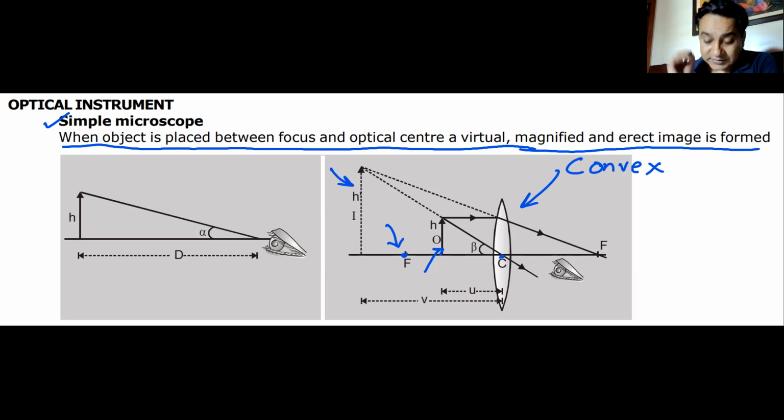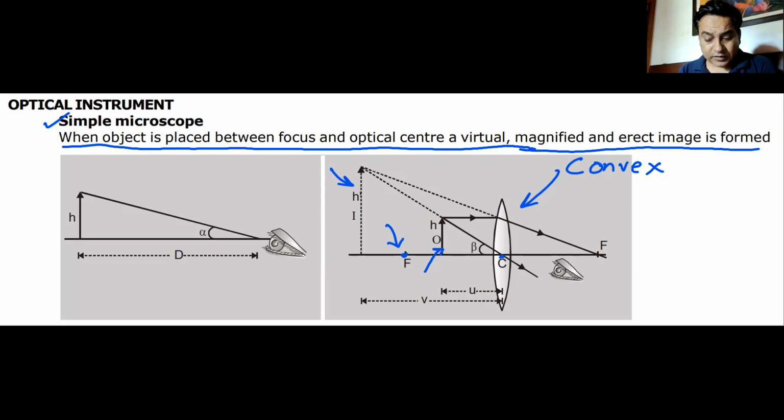So what are the things that you must remember about a simple microscope? Point number one, it is nothing but a convex lens. Point number two, it will always produce a virtual and an enlarged image. But it will only produce a virtual and an enlarged image when the object is between the focus and the optical center. And therefore, to produce a simple microscope, we need a lens which has a very large focal length, so that whatever the object always lies between focus and the pole of the lens. Do we understand this?